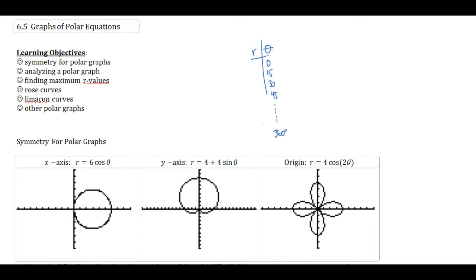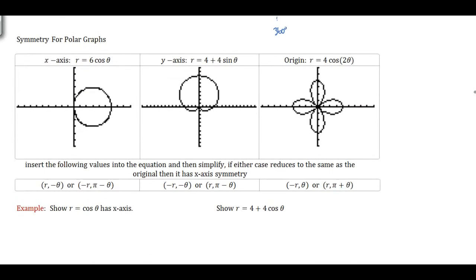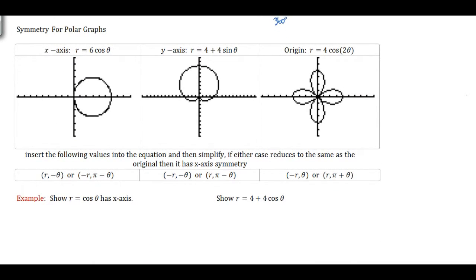So again, we love to analyze polar graphs, and one of the first things we talk about in analyzing polar graphs is symmetry. So let's talk about symmetry. You can look at this first graph, 6 cosine theta, this is what it looks like. And you can see it definitely has x-axis symmetry.